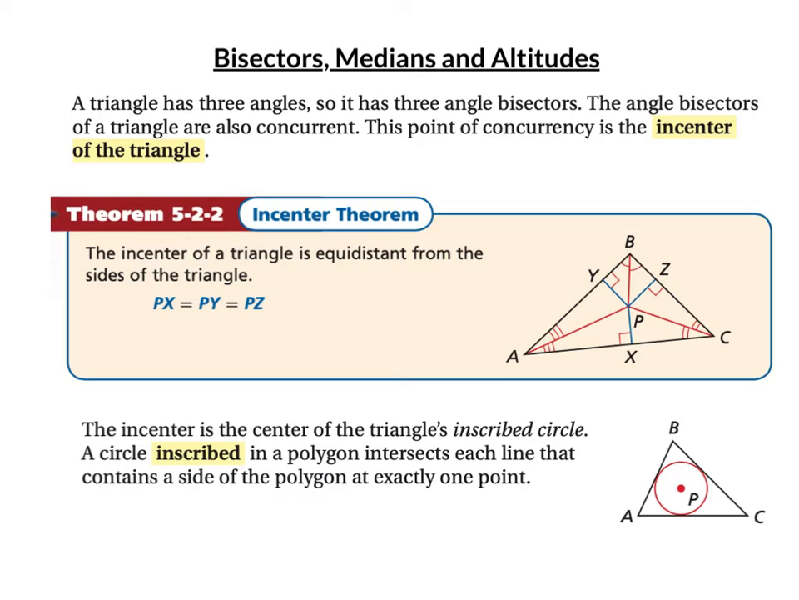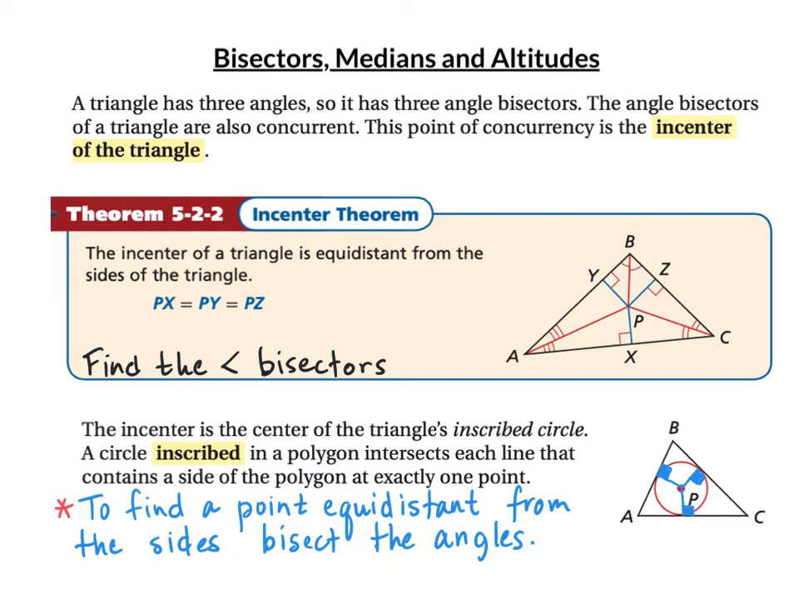So you heard me say a little bit ago that the circumcenter is equidistant from the vertices, and I perpendicularly bisect the sides to get a point equidistant from the vertices. Well, to find a point equidistant from the sides, I bisect the angles. You're flipping it around. So the incenter is the center of the inscribed circle. Inscribed means it's inside.